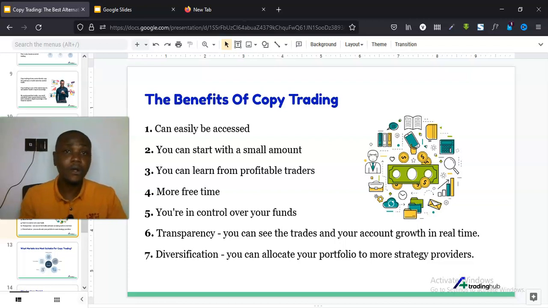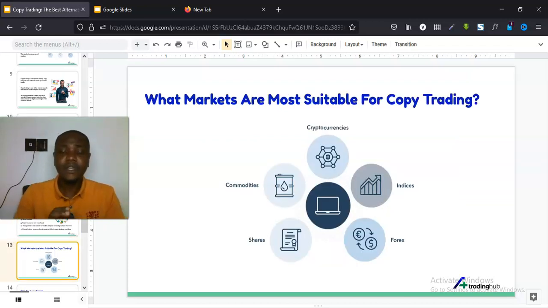alternative for Forex investment. You may be asking, what markets are most suitable for copy trading? You can do copy trading with crypto, with Forex, with commodities, with stocks. I've not actually seen copy trading with indices yet, like synthetic. I've seen it with stocks, I've seen it with Forex, like currencies, I've seen it with cryptocurrencies too.